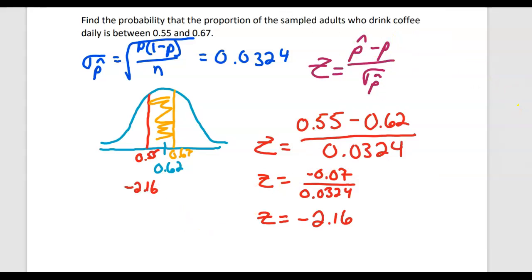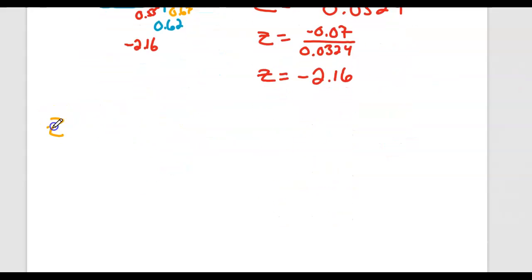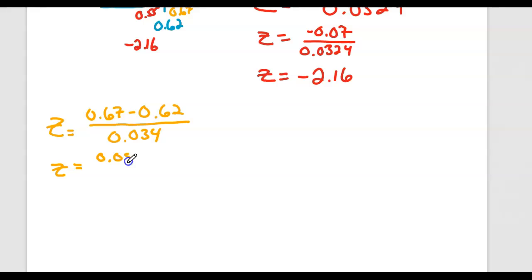Then I'm going to do the exact same thing with my 0.67. So I'm going to come over here, and I'm going to say 0.67 minus 0.62 divided by the 0.0324. And since it's to the right, I should get a positive. So that gives me a 0.05 divided by 0.0324. So I get a 1.54.